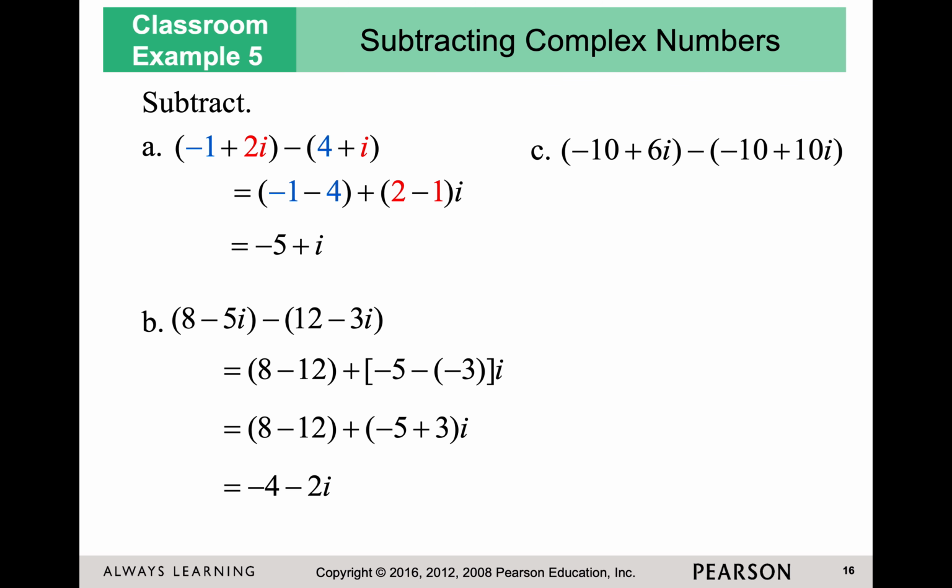And then in part C, I'm going to group my terms together after I distribute that negative through, and I'm going to get 0 minus 4i. Remember, that's just a pure imaginary number. It is not going to be considered complex.